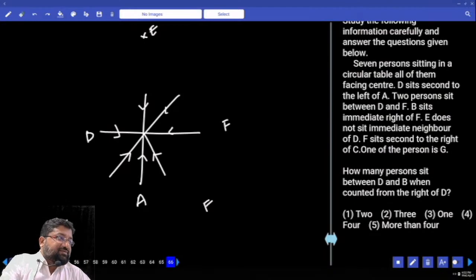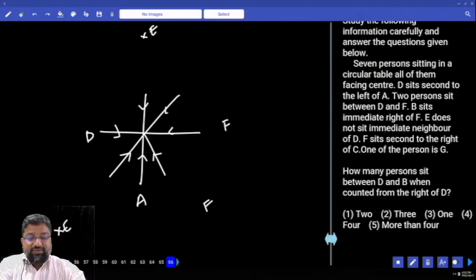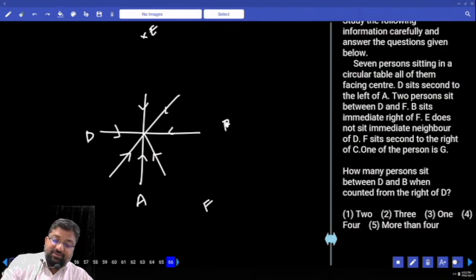Can I convert this clue, reverse this clue? Yes, because everybody is facing the same direction. F sits second to the right of C. Reverse, C sits second to the left of F. If this is F, this has to be C, but that position is already occupied by A. So how many possibilities for F? Only one possibility. This is F, this is C.